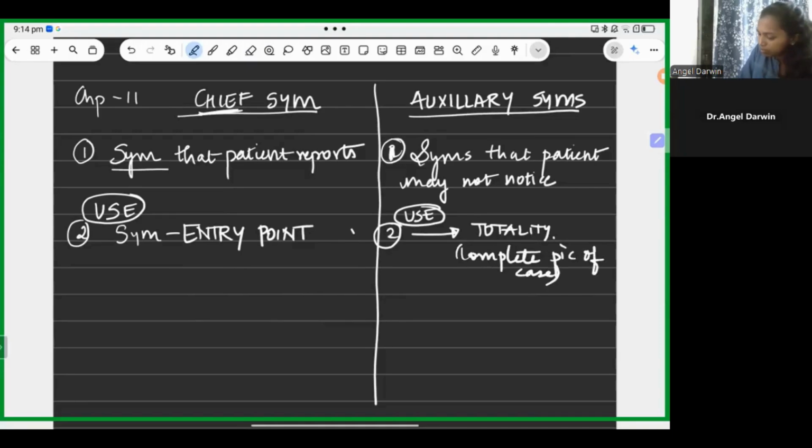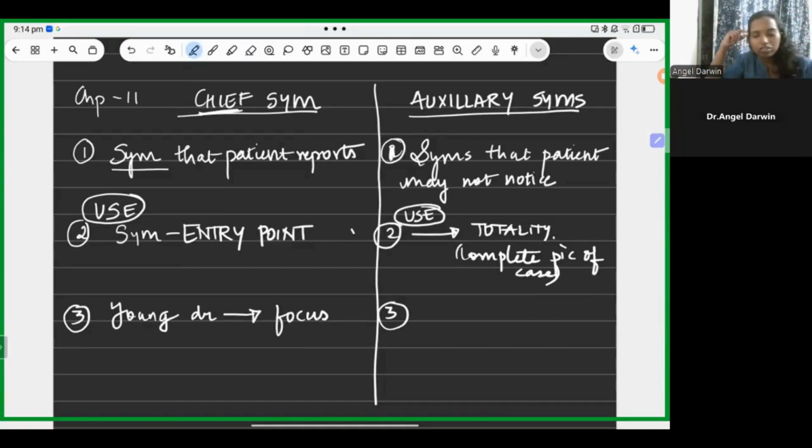Now the third point. How do you know a doctor is a skilled doctor? If he's a young doctor, he would get the chief symptom very easily, and he will only focus on this. He would say, you have a headache, so we will give him Natrum Mur. He has a headache aggravated by sun, we will give him Glonoine. If he has psoriasis on his palms with dry cracks, we will give him Graphites. So these are the young doctors who will focus only on the chief symptom.